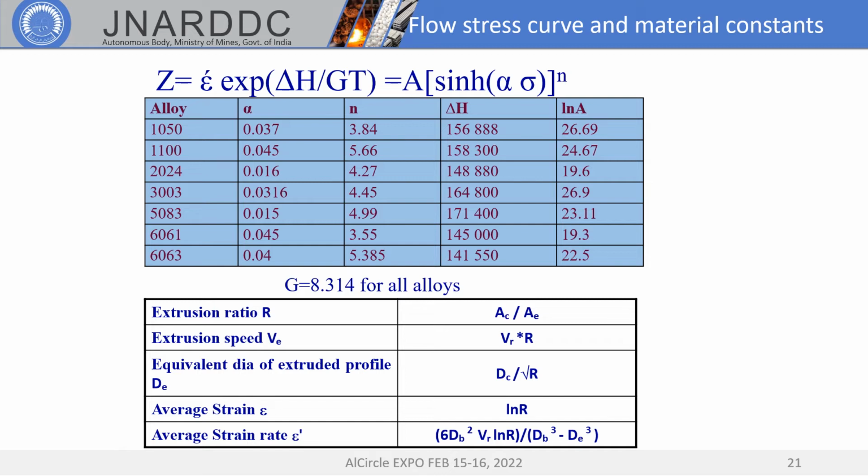Various ratios have been explained here: the extrusion ratio, the extrusion speed, and the equivalent diameter of the extruded profile. The average strain and strain rate can also be derived from these equations, and these equations are important for estimating the product exit temperature of the profile.